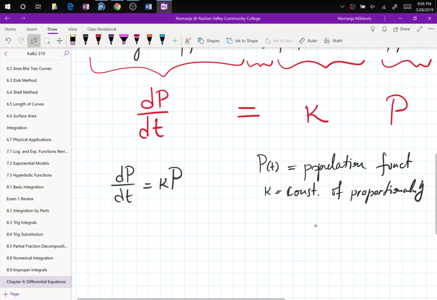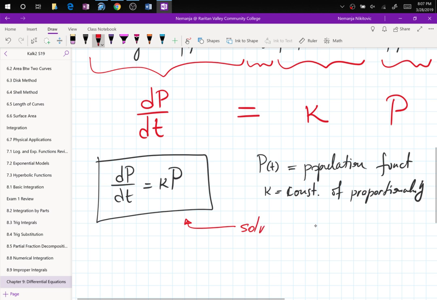So now, what do we have? We have a differential equation. We are going to solve this differential equation by using a method, and this is the one you must know and learn: separation of variables. Solve it using separation of variables. Now, what are your variables?